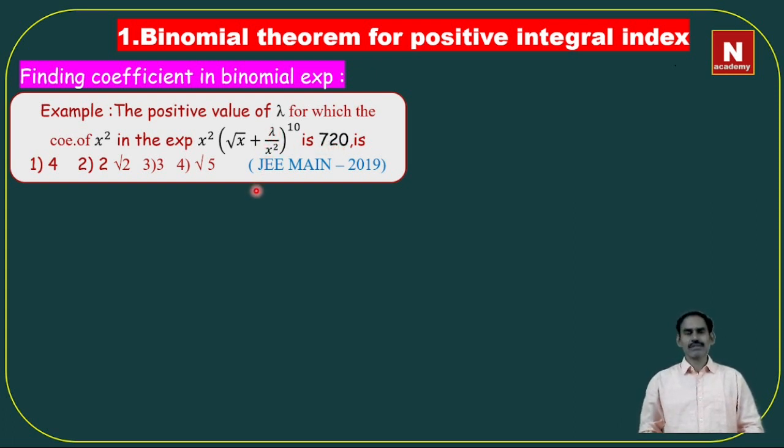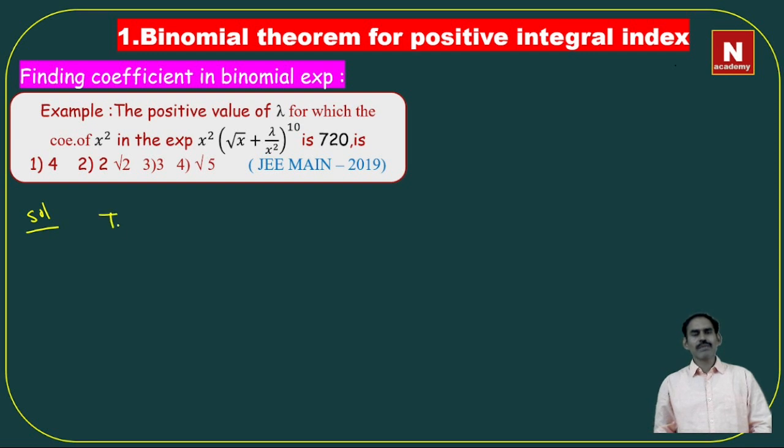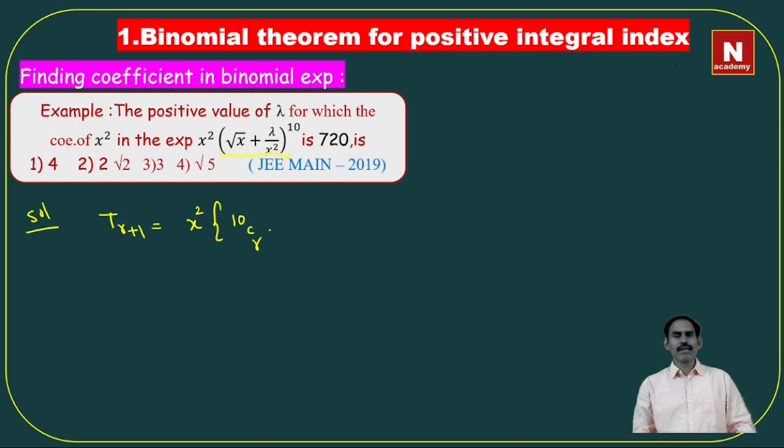That is the process. First write the general term as usual. The general term in the given expansion, T(r+1), with x² into the formula. This is a binomial expansion, so nCr here is 10Cr, n is 10.